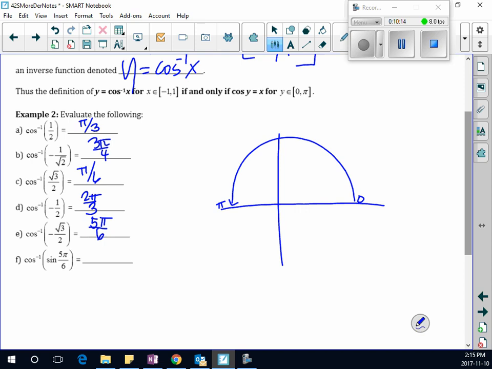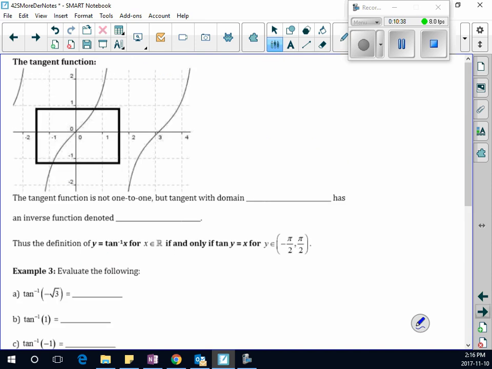Okay, so we need to find sine of 5 pi over 6. And what's that? It's positive 1/2. And then inverse cos of positive 1/2 would be pi over 3. Very good. Okay, everybody good so far? Okay, let's move on to tangent then. Do you remember the graph of tangent looks like this?